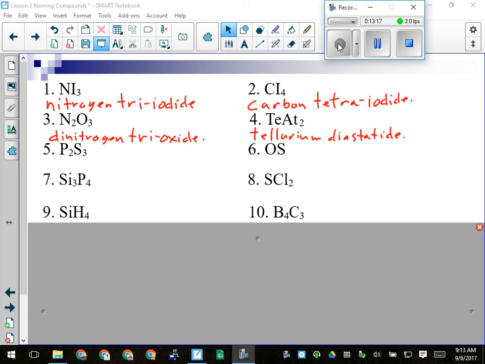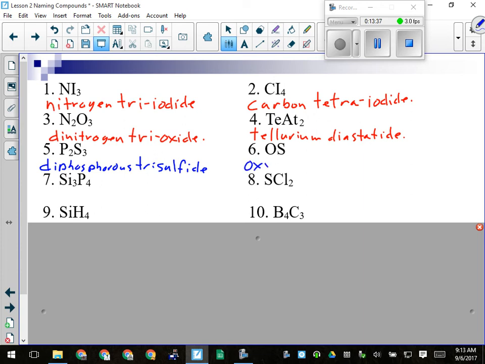Okay, so let's look at number 5 here. So I've got 2 phosphorus and 3 sulfur. So this is going to be diphosphorus trisulfide. Okay, and number 6, we've got 1 oxygen and 1 sulfur, excuse me. So this is going to be oxygen monosulfide. Okay, 7, we've got 3 silicone and 4 phosphorus. So this is going to be trisilicone tetraphosphide. What are you noticing none of my names have?